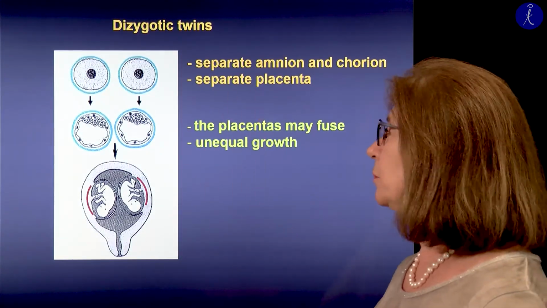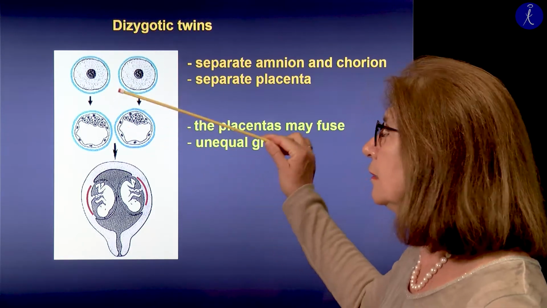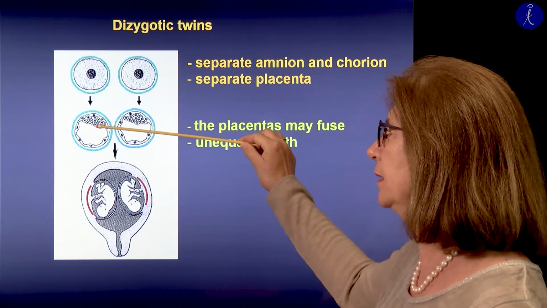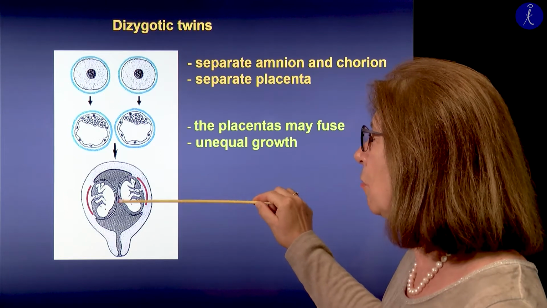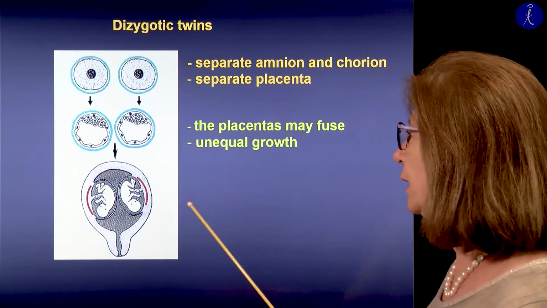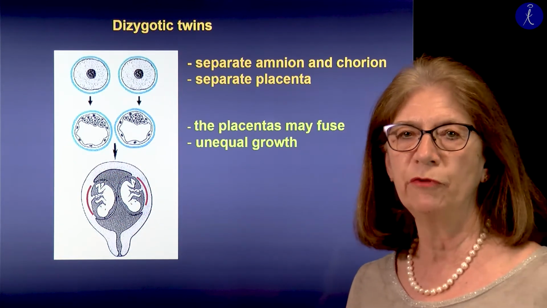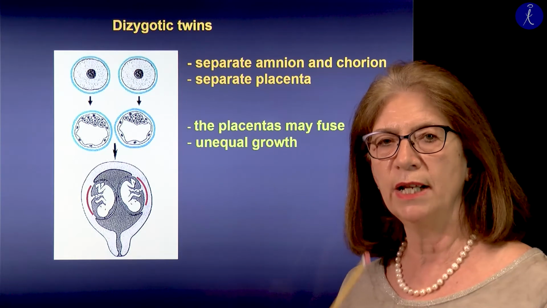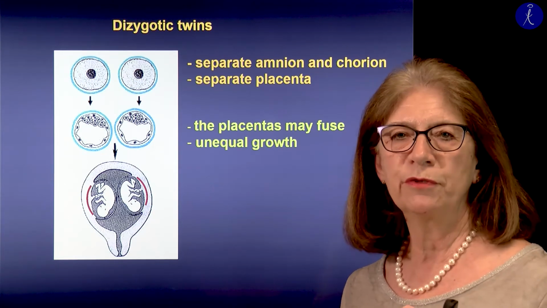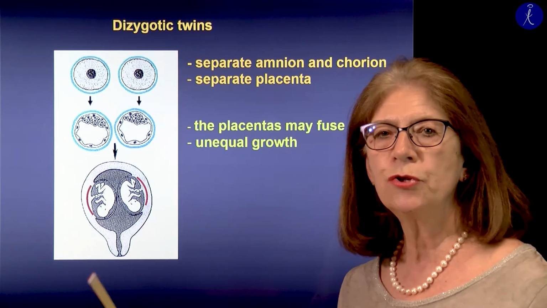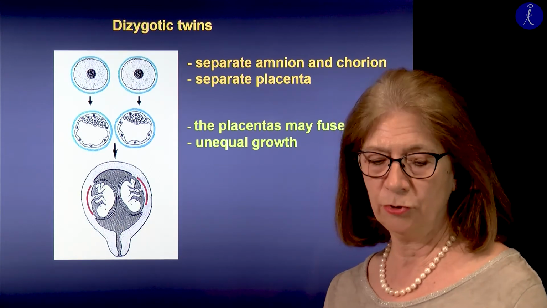Now let's see what about the fetal membranes and the placentas of these twins. If you have dizygotic twins, then of course you will have 2 separate blastocysts. They may embed separately, so you end up with 2 amnions, 2 chorions, and 2 placentas. But sometimes it happens that they embed next to each other, and then the placentas may fuse. Even the blood vessels may get connected between the 2 babies during development, and there may be a so-called feto-fetal transfusion. I showed you a placenta with a connecting blood vessel on the first slide of the placenta lecture.